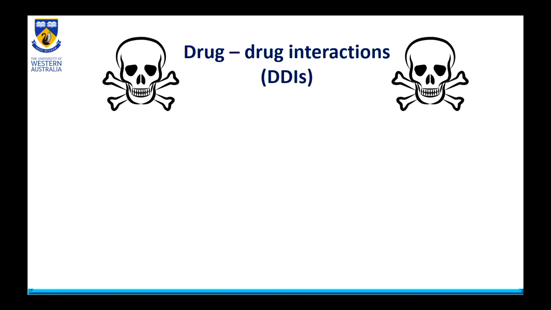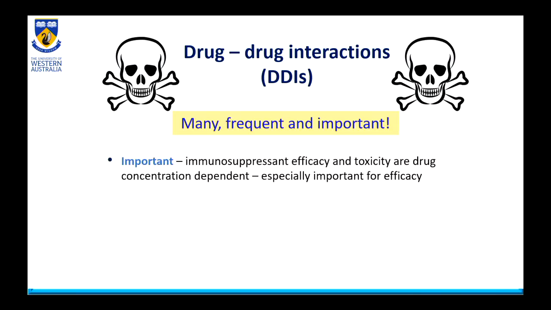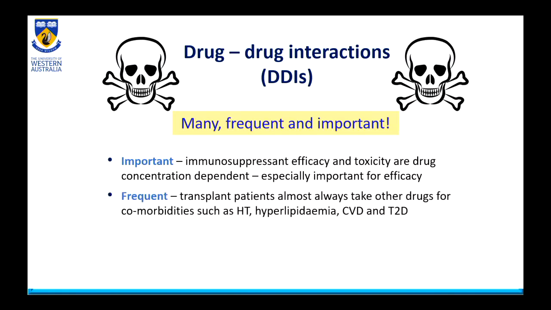So what about drug-drug interactions? Well, there are many of them, and they're frequent and very important. We're not going to talk specifically about the different interactions, just to warn you that they exist and must be considered. They're important because immunosuppressant efficacy and toxicity are drug concentration dependent, and they're especially important for efficacy. Transplant patients almost always take other drugs because they have other comorbidities: hypertension, hyperlipidemia, cardiovascular disease, type 2 diabetes, etc.